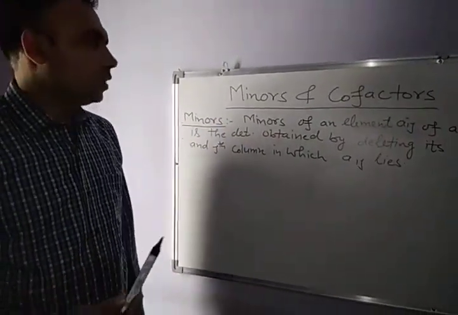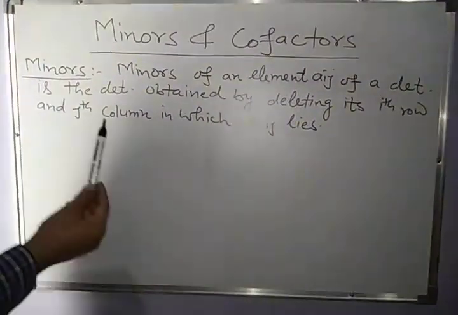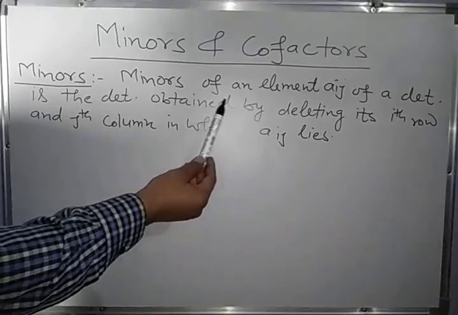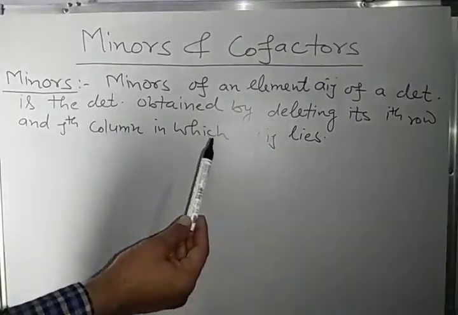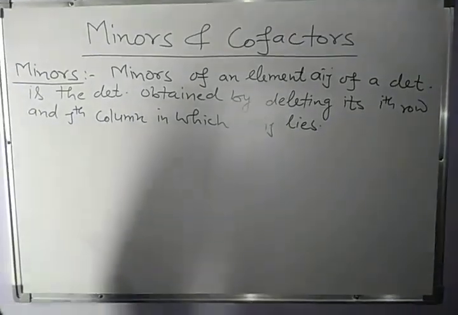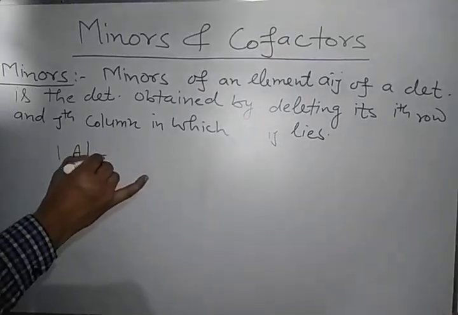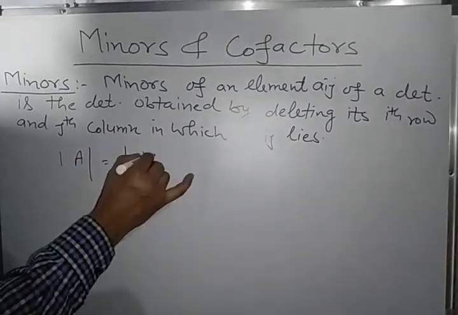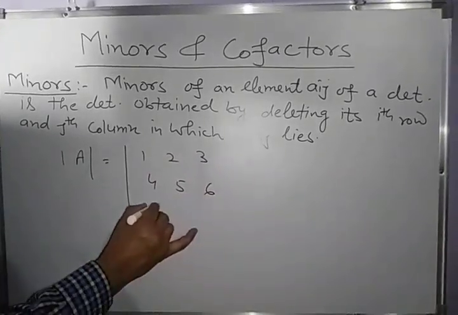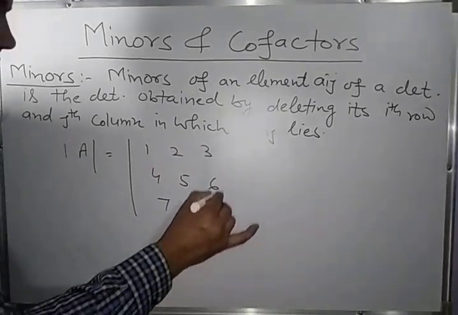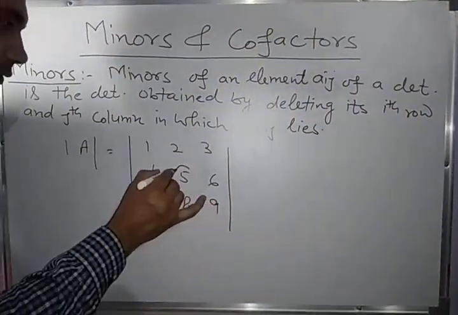What are minors? The minor of an element Aij of a determinant is the determinant obtained by deleting the ith row and jth column in which Aij lies. Let us say we are given a determinant A equal to 1, 2, 3, 4, 5, 6, 7, 8 and 9. We have to find the minor of 5.